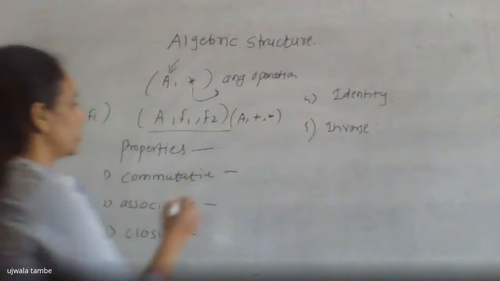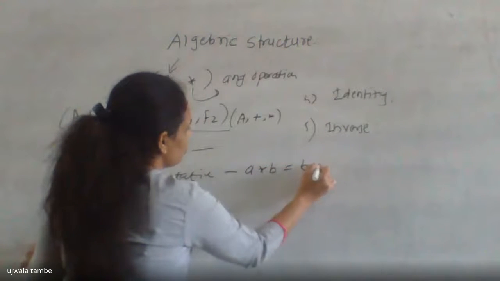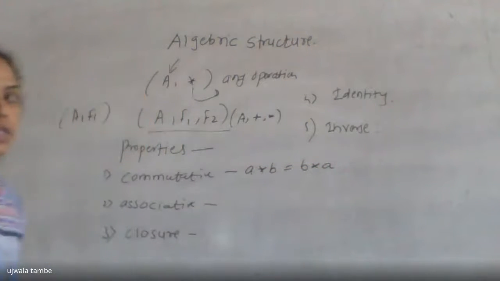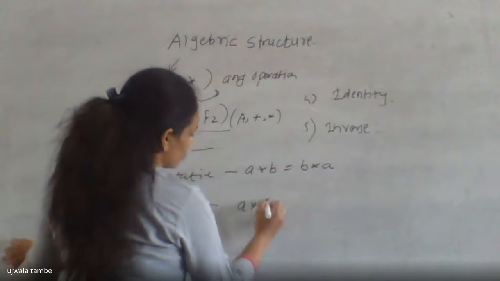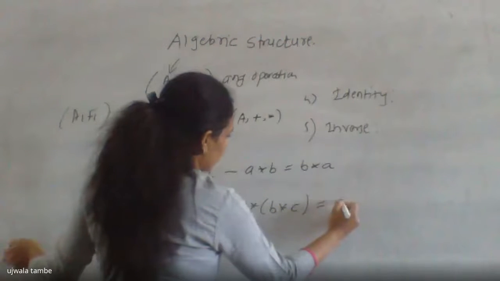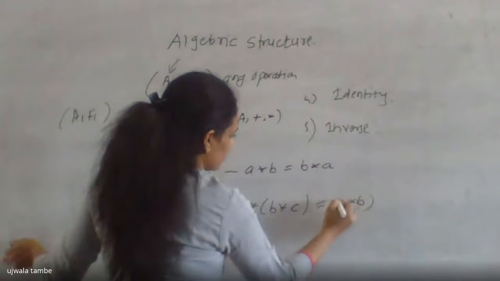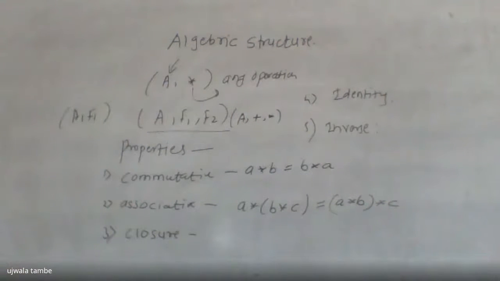So what is the commutative property? If A operation B equals B operation A, then we can say that this is commutative. Then the next property is associative. So what is meant by associative? If the structure is like this, then we can say that the given structure satisfies the associative property.